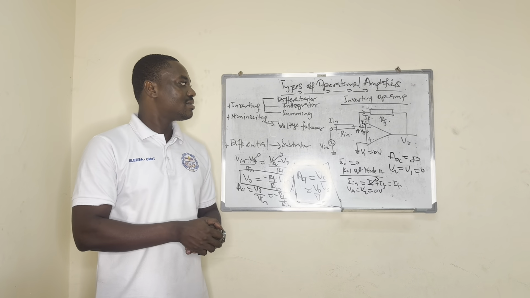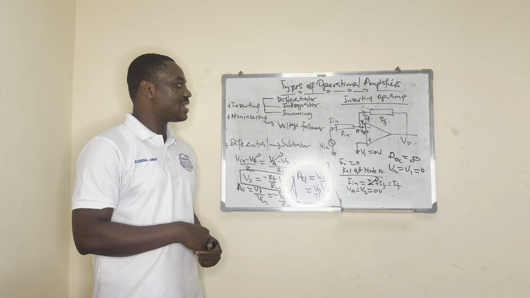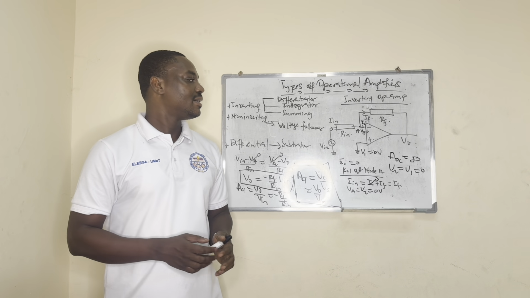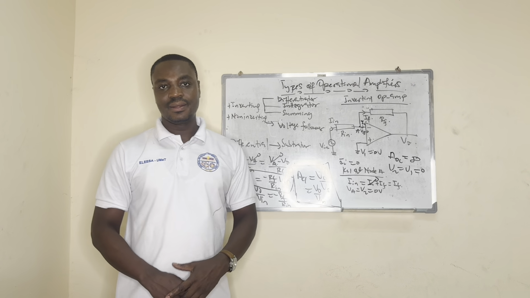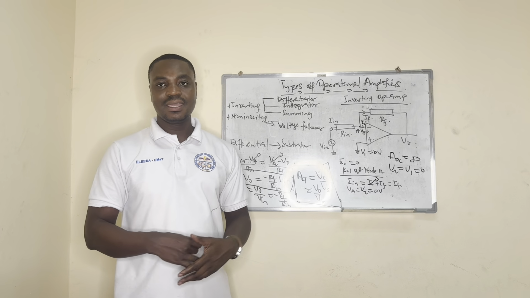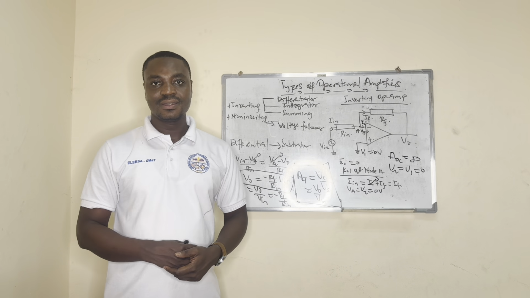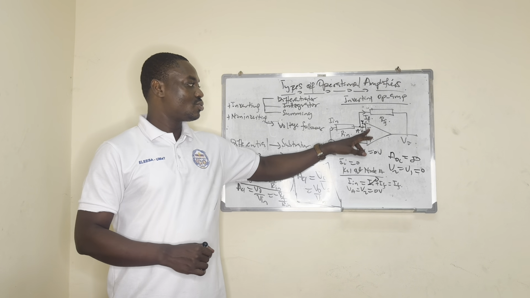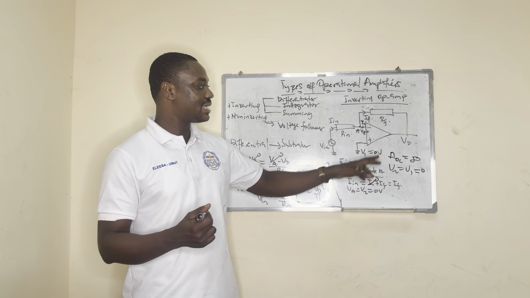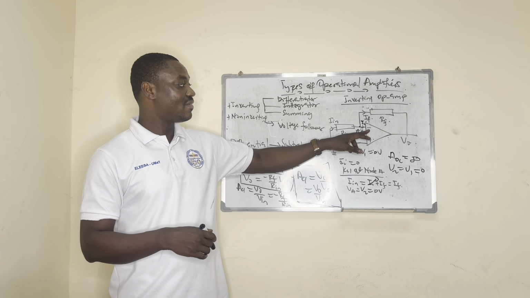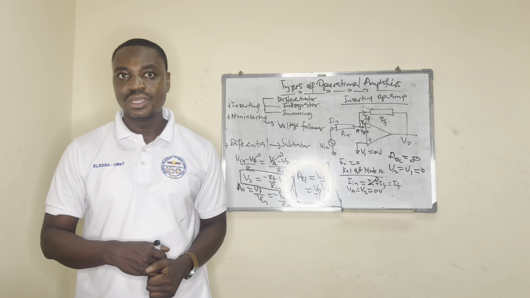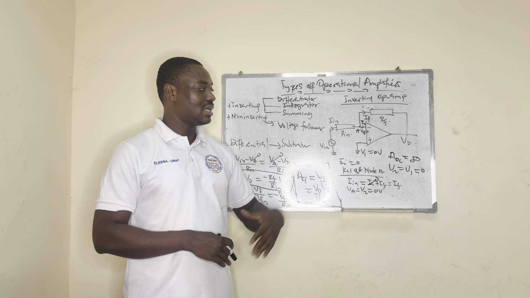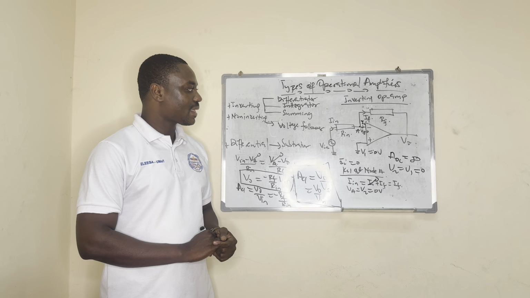Now let's start with the inverting operational amplifier. When it comes to an inverting operational amplifier, we first start with the operational amplifier. As you can see here, the operational amplifier, like always, has two input terminals and one output terminal. The two input terminals are the inverting input, which is the negative terminal, and the non-inverting input, which is the positive terminal. And then we have the output terminal as well.